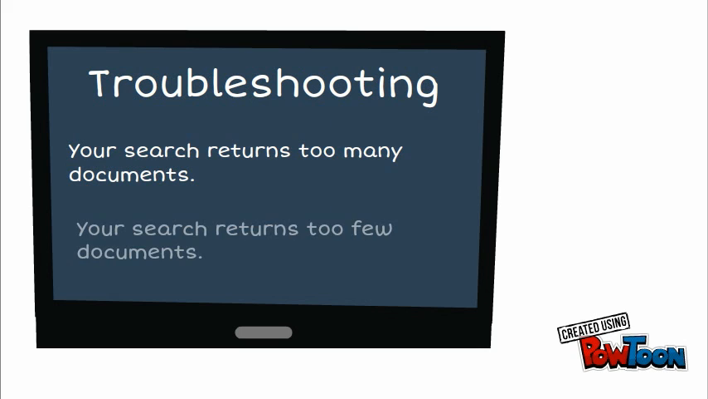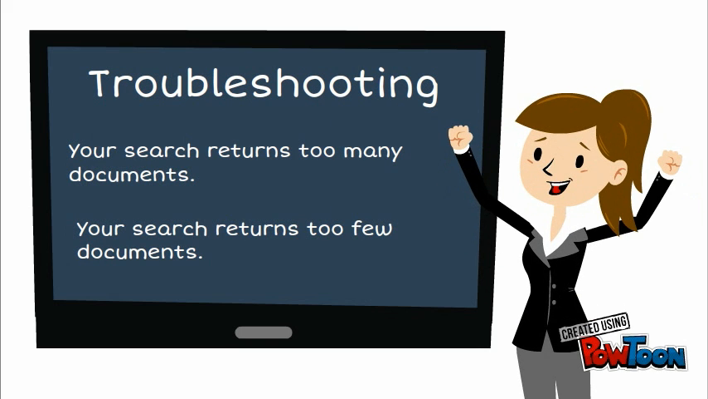Here are some troubleshooting tips. What if your search returns a zillion documents? You probably typed only one term and it was pretty common. Think of some synonyms and try adding two or more specific terms to your string. Or your search returns too few documents. You're probably searching in the wrong place, or your search is too narrow.